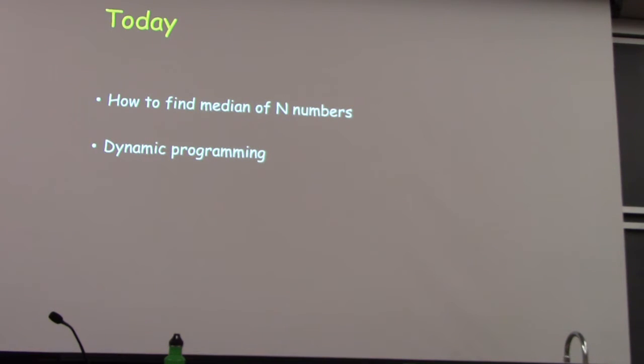Okay, good. So what are we going to do today? Today we're going to look at essentially two things. One is how to find the median of n numbers. This is one of these problems that has a tricky solution, and it's hard to come up with it at first sight. Unless you see it, it's very difficult to come up with it. So we'll see that, and we'll look at what's called dynamic programming.